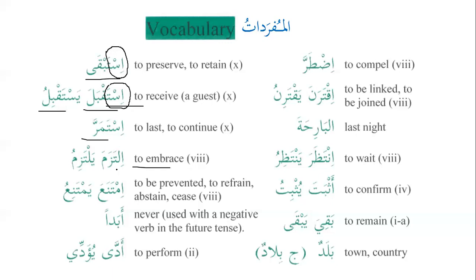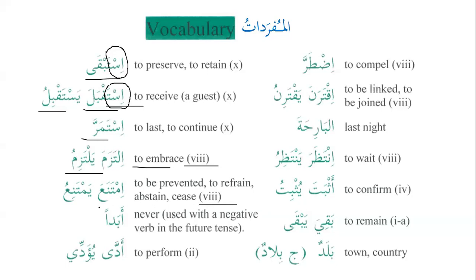Lazima yalzamu, excellent. Lazima yalzamu, and then when we take it to verb form number 8, it becomes iltazama yaltazimu. That means, as we can see here, from number 8. It's also written here as well, so it means to embrace. Then we have imtana'a yamtani'u. This is also a verb from number 8.